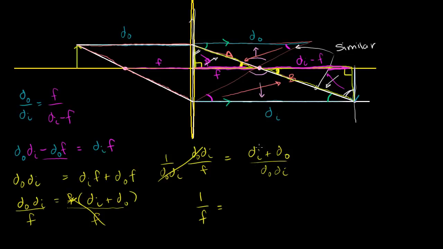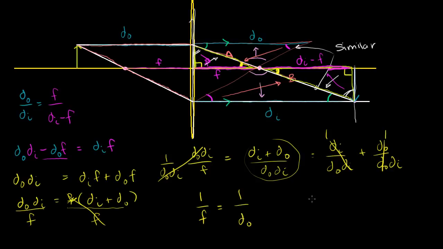And we can separate this thing out. We just separate out the numerators. The same thing as di over d naught di plus d naught over d naught di. But di over d naught di, the di's cancel out. We just have a 1. Here, the d naughts cancel out. You just have a 1. So this is equal to 1 over the distance of the object, plus 1 over the distance of the image.